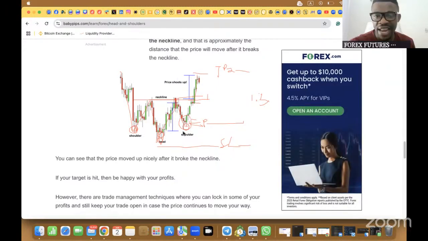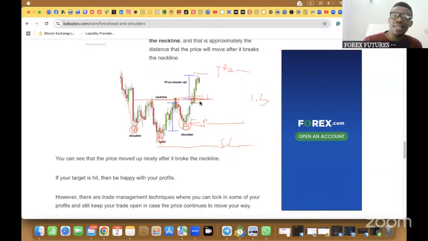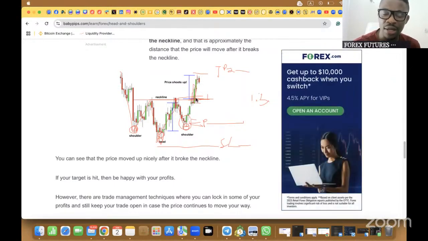So you have an entry at the second shoulder. You have another entry again at the neckline, which is a break of the neckline, any pullback. Like now, sometimes, I've said this, sometimes when you have a proper break of this head and shoulder, second shoulder, you don't have a pullback. This is why it's advisable to find an entry on the second shoulder. But when you have a pullback, be grateful for it.